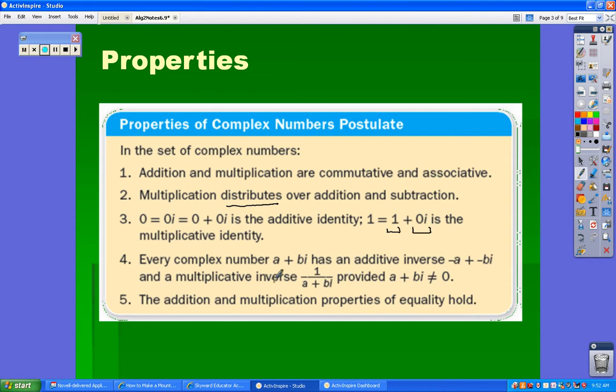And every complex number a plus bi has an additive inverse. You could take the opposite of both parts. And the inverse of it, 1 over a plus bi. This should be one big long fraction bar. It's kind of hard to see. As long as it doesn't equal 0, is the multiplicative inverse. Okay, everything is the same as real numbers.